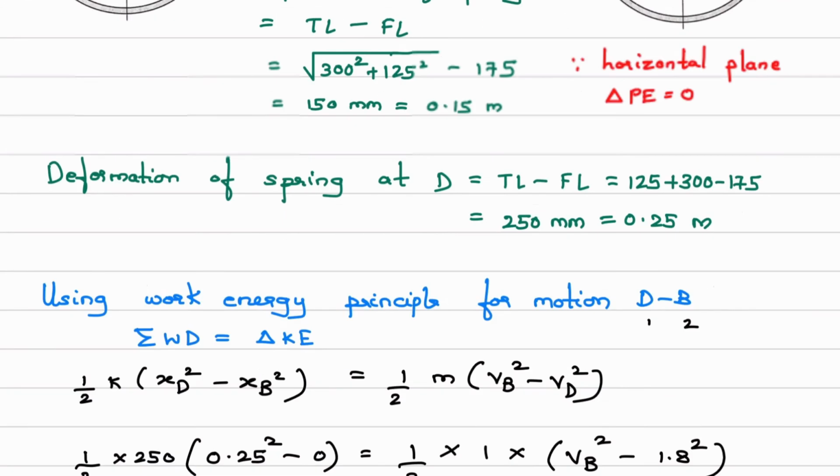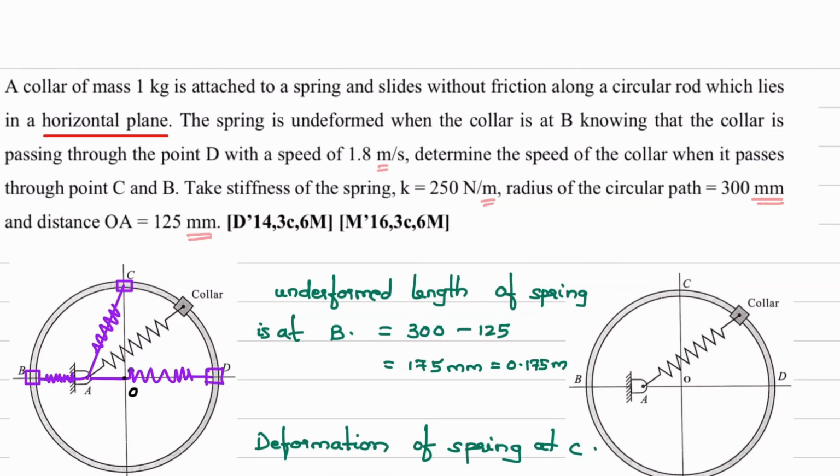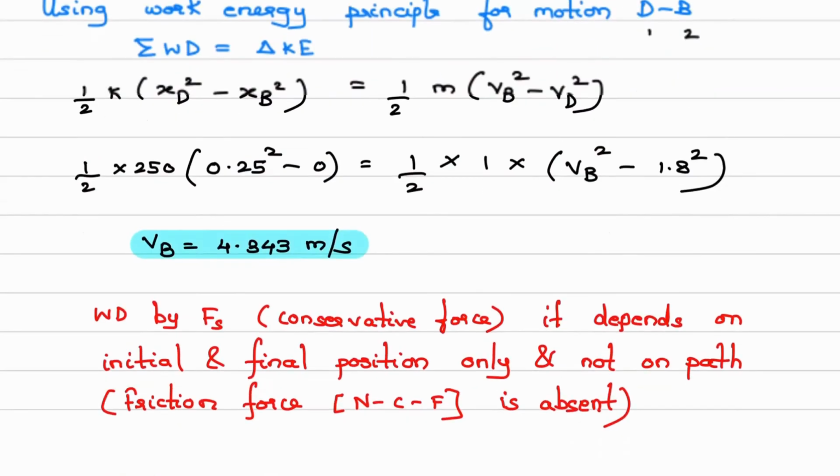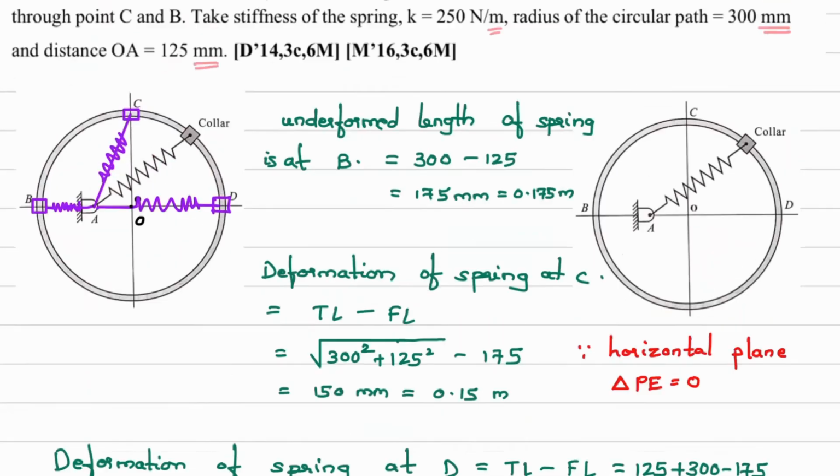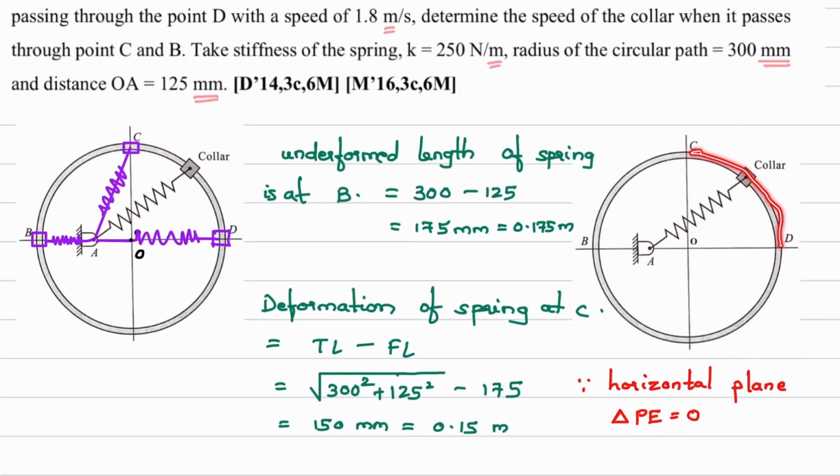So once we have completed this, we have completed the first part of the question. What is that? Speed of the collar when it passes point B, that we have found out. Now point C is remaining. Okay, so again we have to apply work energy principle. Okay, so using work energy principle for motion D to C. Okay, now we'll see the diagram again. D to C, you can travel in this direction or you can travel in this direction. Why? Because we have only conservative force, work done by conservative force. So it doesn't matter, we don't have friction force. Okay, so I'll write down the equation.